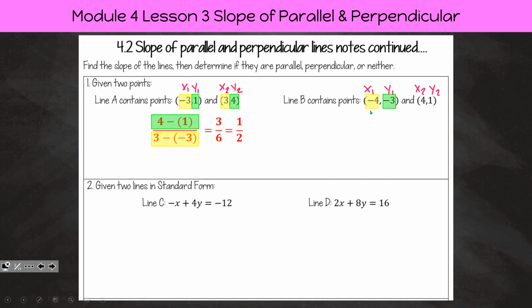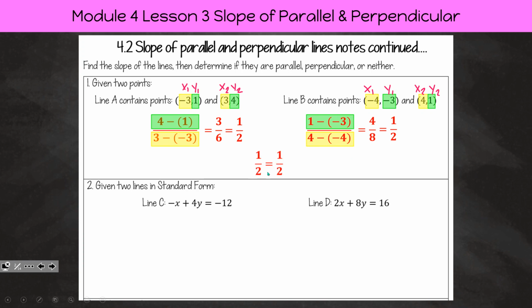And now we need to find the slope of line B that contains the points (-4, -3) and (4, 1). So again, we're going to do y2 minus y1 divided by x2 minus x1. So 1 minus a negative 3, so that'll be 1 plus 3, which is 4. And 4 minus a negative 4, 4 plus 4, which will be 8. So we have 4 over 8, which again is 1/2.